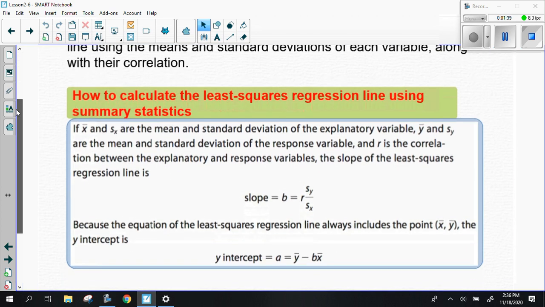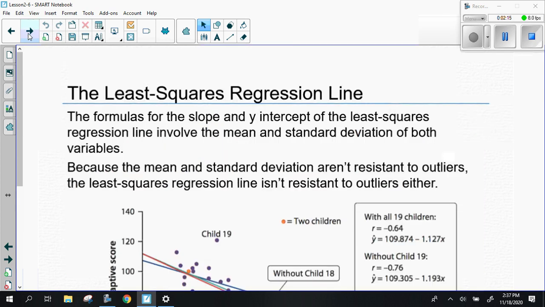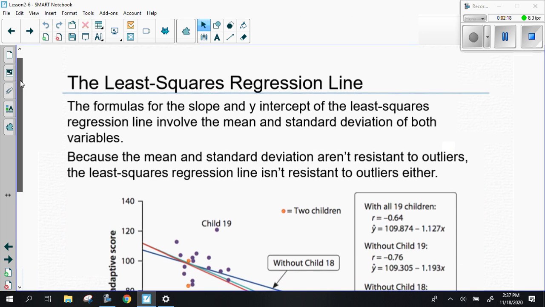So if we're using some summary statistics, you would be given your R value. You would get the standard deviation of Y, standard deviation of X. That will give you your slope. And then in order to find our y-intercept B, we would use our slope that we calculated up here. We'll use the mean of our y and the mean of our x. We're going to go ahead and do that here in a little bit, all right?